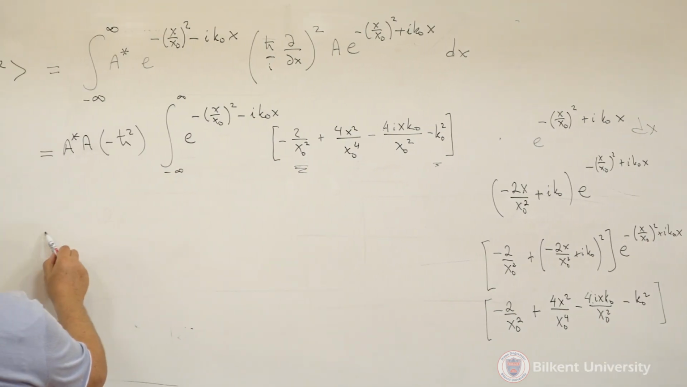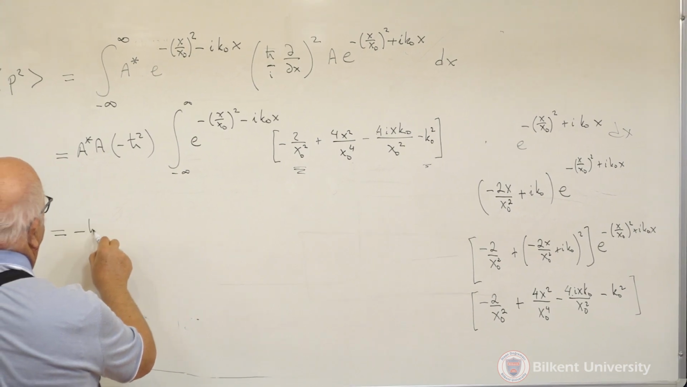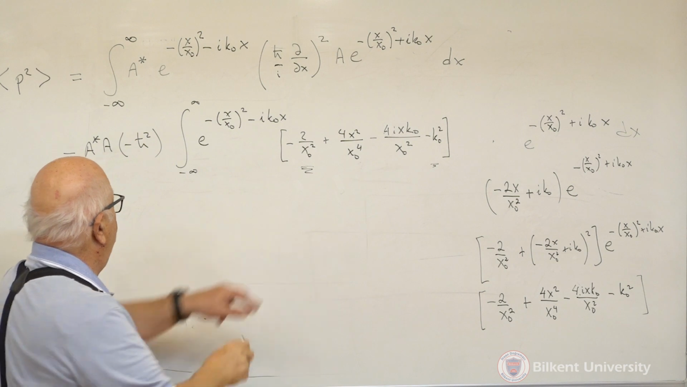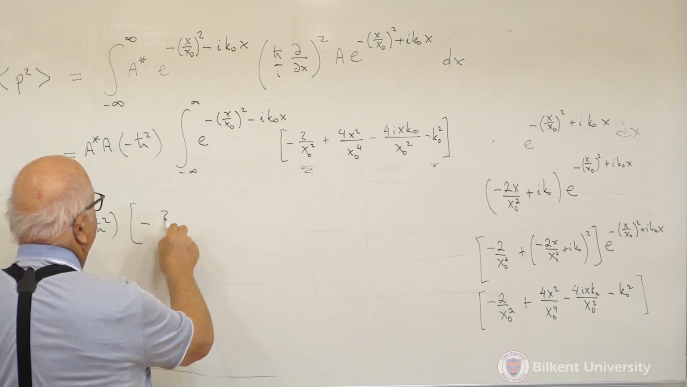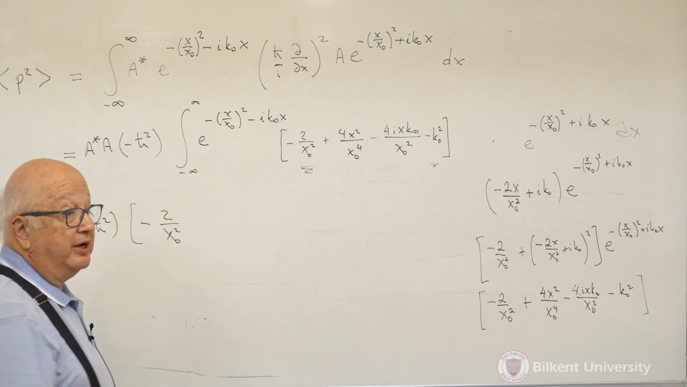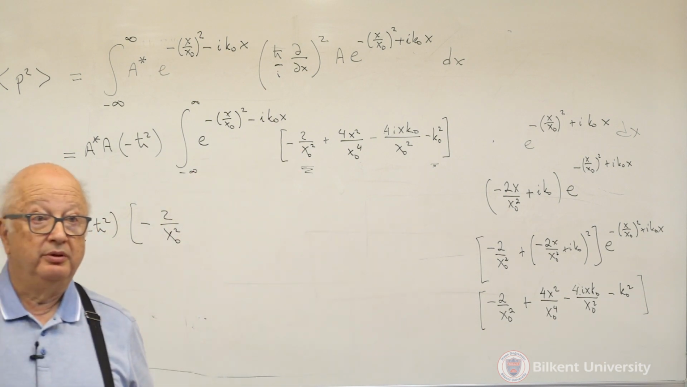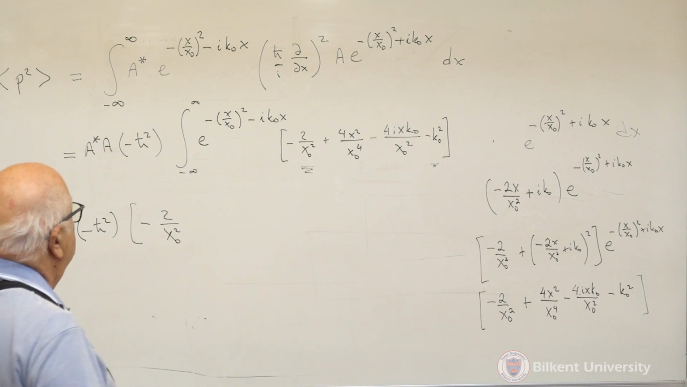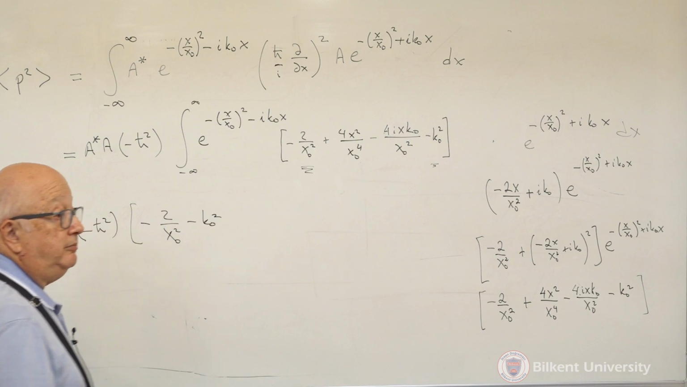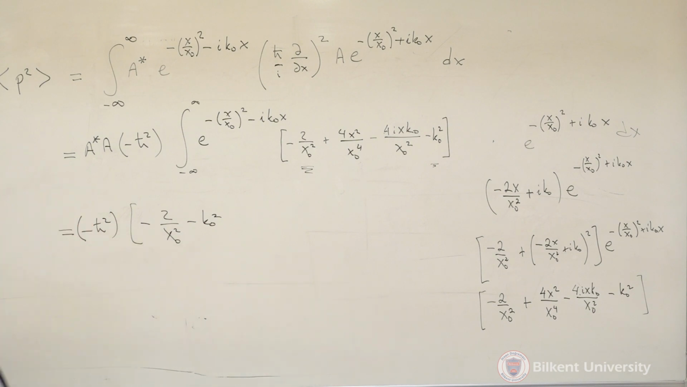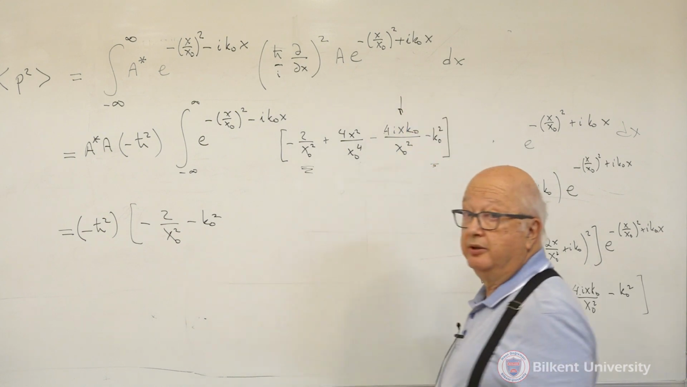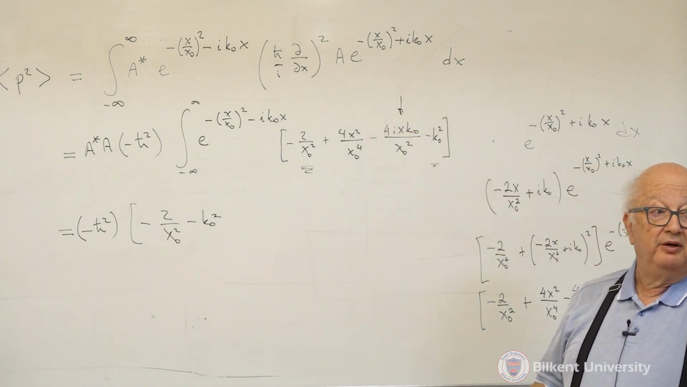So this is going to give me minus h bar squared. This term is just going to give me minus 2 over x0 squared, because it's just my original psi star psi integral, right? And it's normalized. And minus k0 squared. What about the third term? This term here. What does that give me?